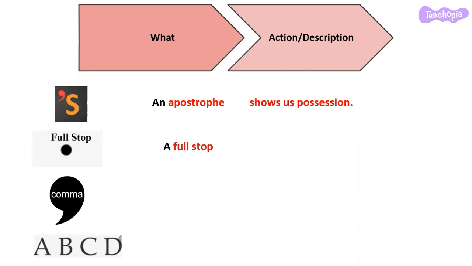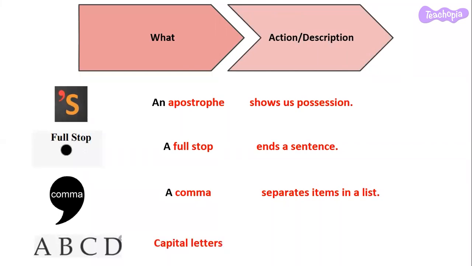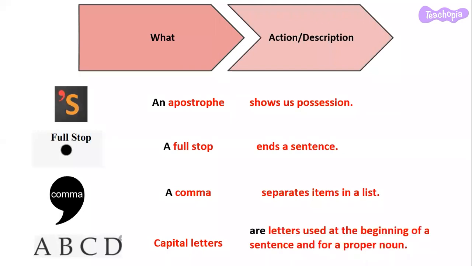Here, a full stop. What is an action that a full stop does? It ends a sentence. A full stop ends a sentence. A comma. What is a quality about a comma that I want to describe? It separates items in a list. So a comma separates items in a list. Capital letters. What is a quality about capital letters? It is used at the beginning of sentences and it is also used at the beginning of some nouns. So capital letters are letters used at the beginning of a sentence and for a proper noun.